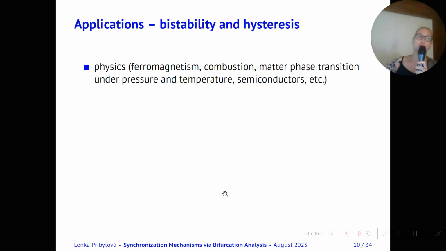In physics, there are a lot of examples. For example, in ferromagnetism, of course, the hysteresis of ferromagnets, but also in combustion. For example, when you want to ignite something, you need a much higher temperature, the parameter is much higher, than when you want to put out the fire, when you have to cool it down much lower. So the folds are in different places.